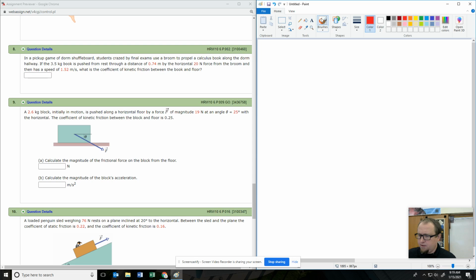So if I look at the top block, if I do F net equals MA, his mass is 4. His F net is going to be 21. So his acceleration is going to be 5.25. If I accelerate more than that, it slides off. If I accelerate less than that, it stays put because that static friction can be smaller too. So that's my acceleration. Oh, we just accidentally answered part B, 5.25.